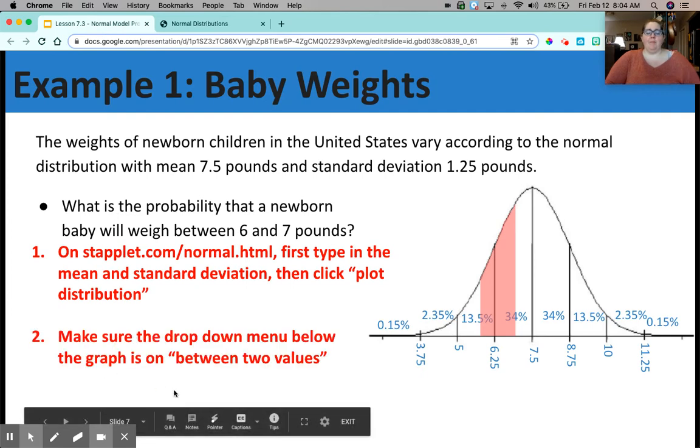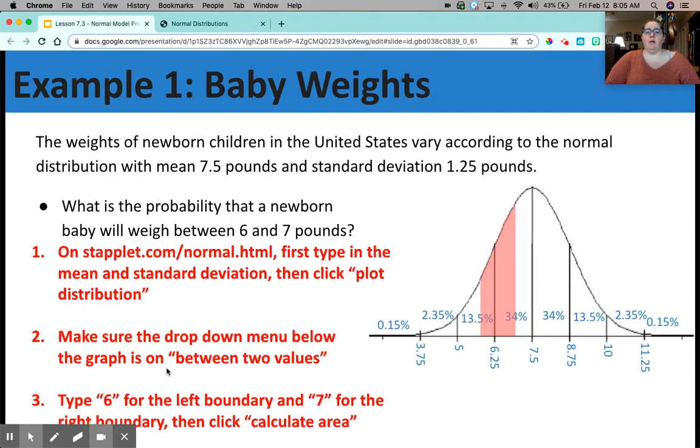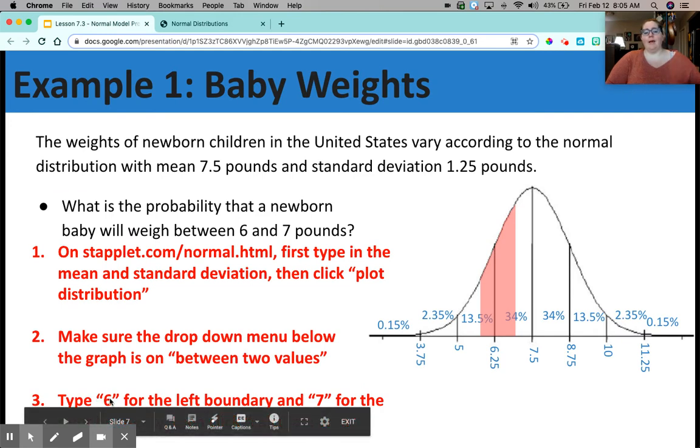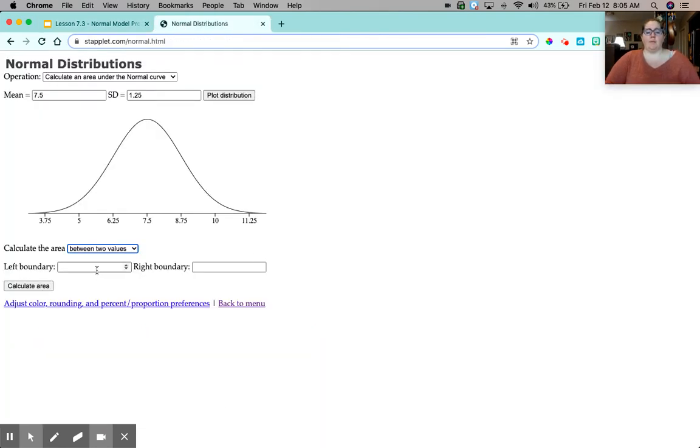Then the next step is the drop-down menu below the graph, where you have the option to calculate the area between two values, to the left of a value, to the right of a value, or outside a region. For this problem, because we want between 6 and 7, I'm going to click between two values. Then I'm going to put in my 6 as the left boundary and 7 as the right boundary, because that'll give me the area between the two values. So I'm going to say left boundary 6, right boundary 7.